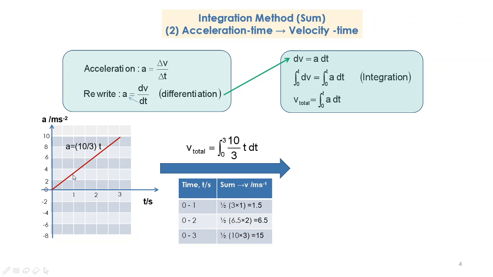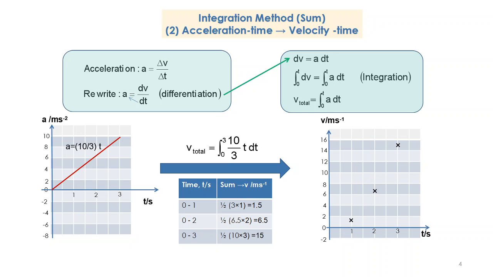The height times the base is 3 times 1, equal to 1.5. For the time from 0 to 2 seconds, it is half times the height times the base, equal to 6.5. For the time from 0 to 3 seconds, we can calculate the area as half times 10 times 3, equal to 15 meters per second.